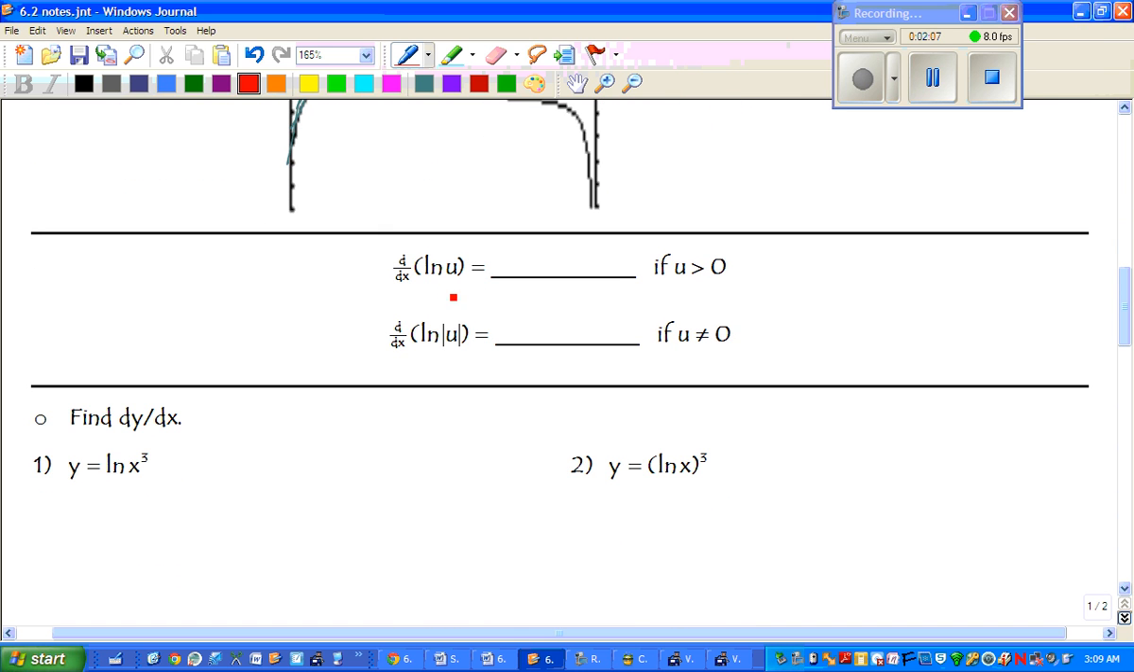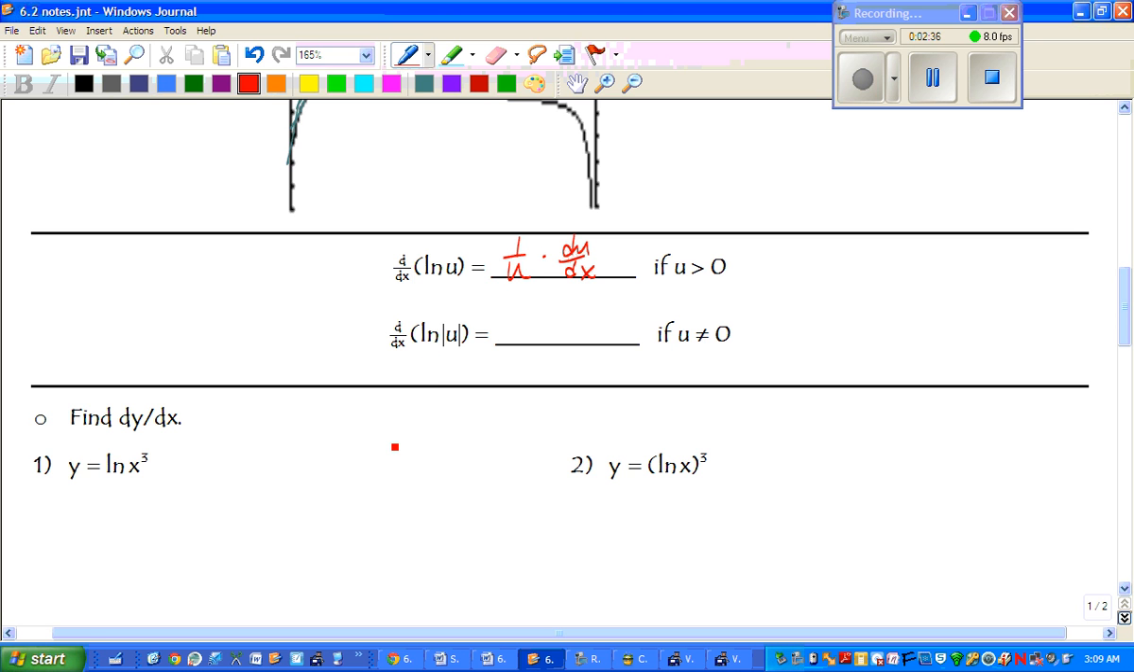All right, one last part here before we try some examples. Here we have it in general in terms of u, because a lot of times we're going to be using chain rule for problems like this. So if we take the derivative of natural log of u, where u would be something in terms of x, then we get 1 over u times the derivative of u with respect to x. So it's just chain rule within natural log derivative.